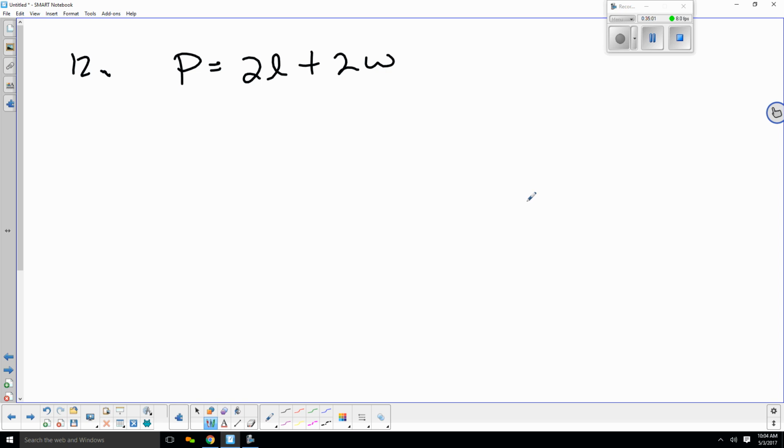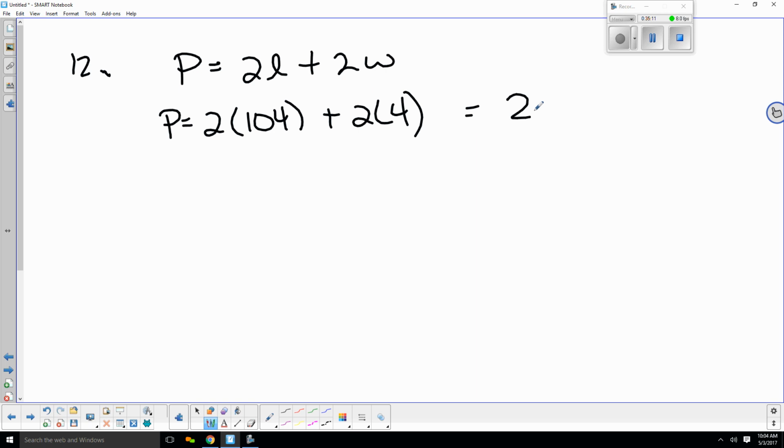So you're going to put in your length for each of these. I need that to equal 216. Well, what's 2 times 104? 208. And what's 2 times 4? And does 208 plus 8 give me 216? Yes. So the first measurement works at the 104 and 4.